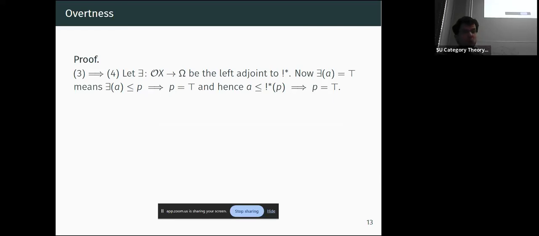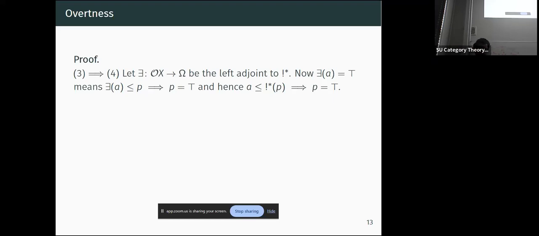So we have this adjoint. I'm calling it, there exists this adjoint to this unique map. So consider what it means for exists A to be true, to be the largest element, the largest truth value. So exists. This map is going to map from elements of the frame to truth values, right? That's what it does. So suppose exists A is true.